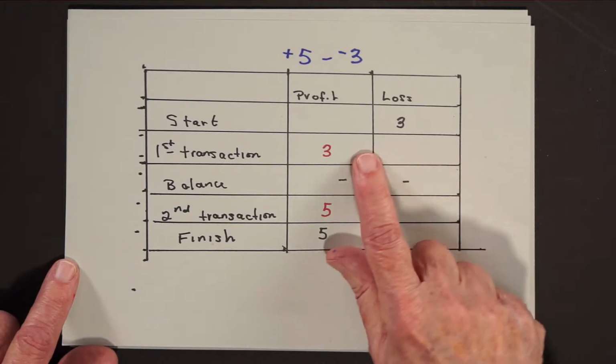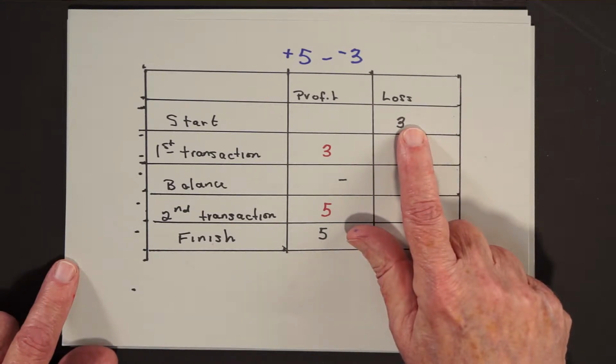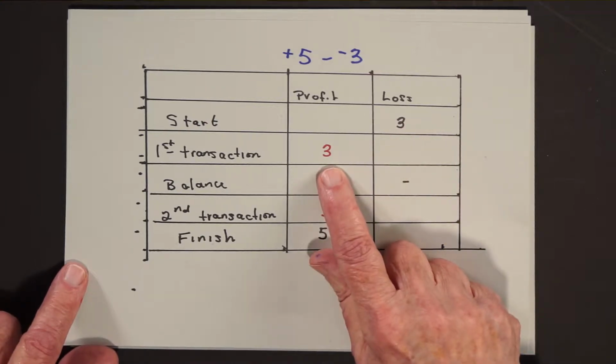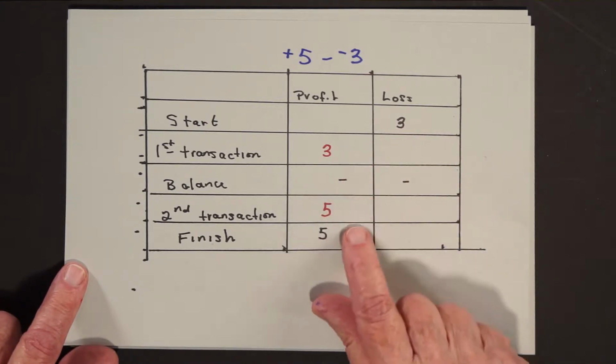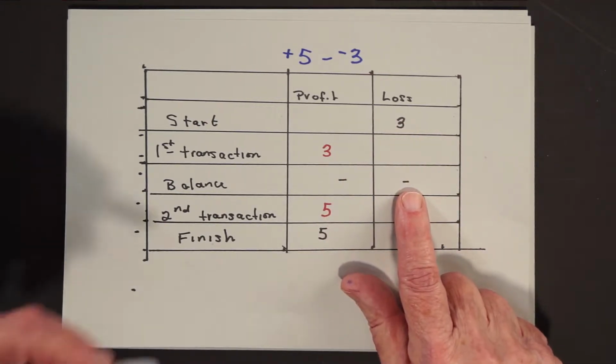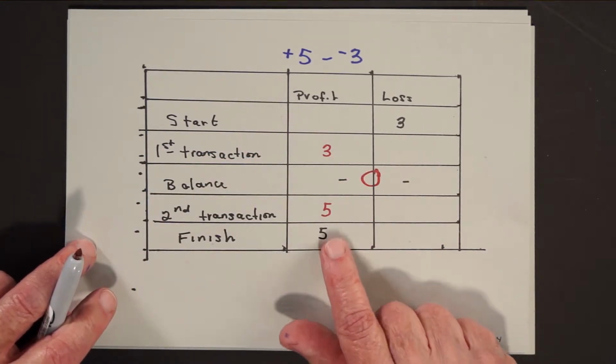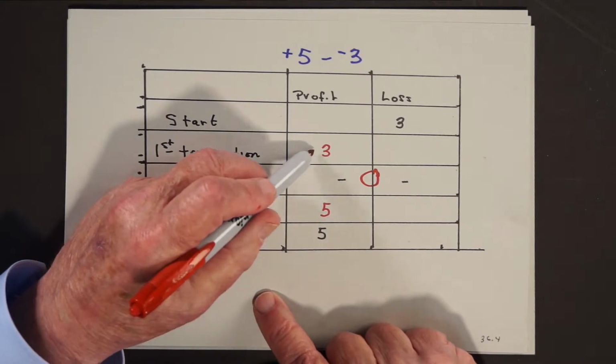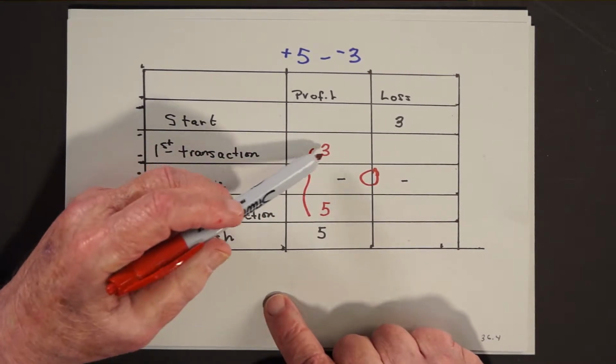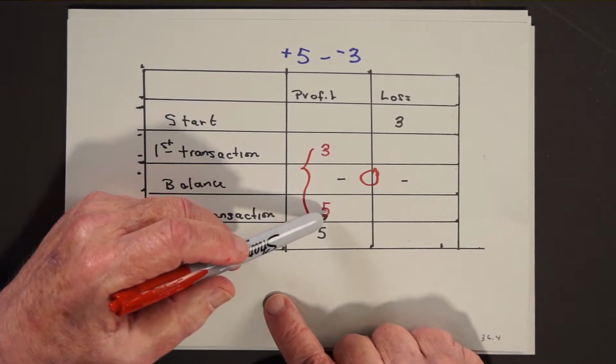Well, the first thing you do is what? I can't make a profit until I get rid of my loss. So to offset the $3 loss, I'll make a $3 profit. Now I'm back to even, I'm 0. What do I add on to 0 to get 5? I add on 5. So what have I done altogether? I've added on 3 and 5, that's 8.